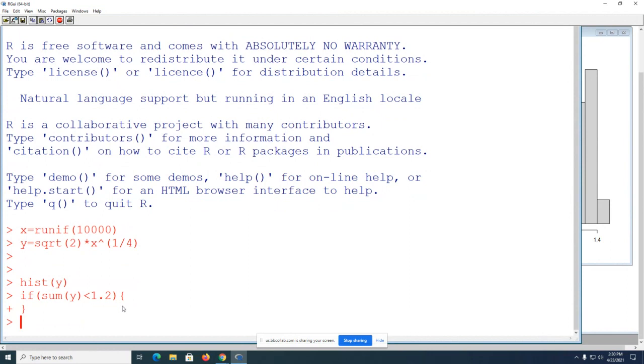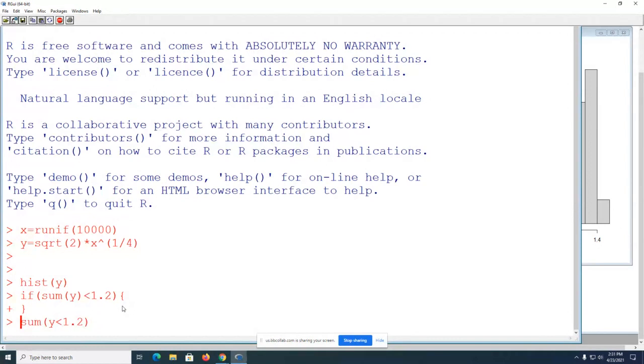So sum, parentheses, y less than 1.2, close parentheses. Oh, shoot. No, get rid of the close parenthesis right after the y. And then you don't need the initial parenthesis at the very beginning of the line, before the start of the sum.